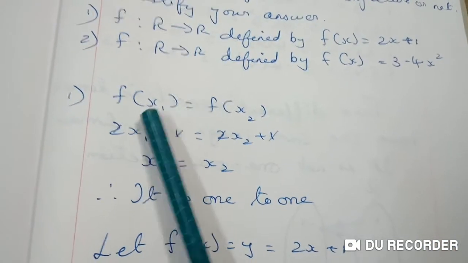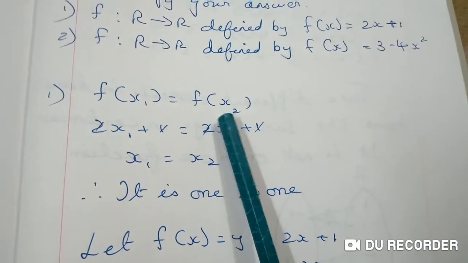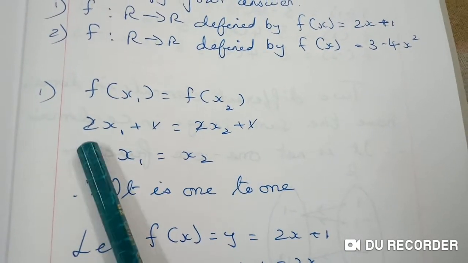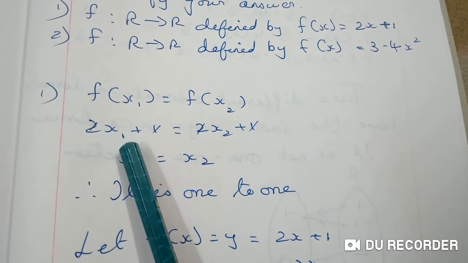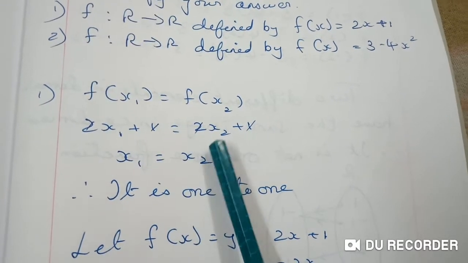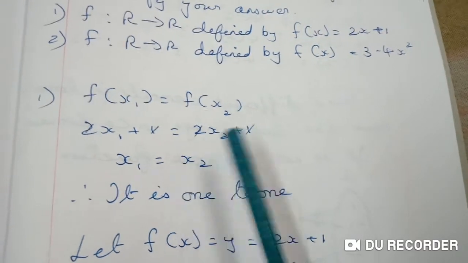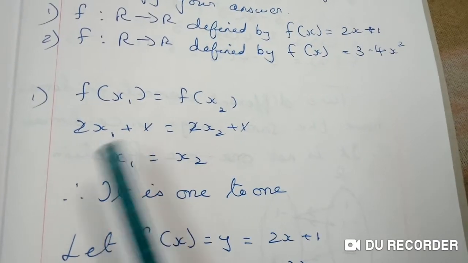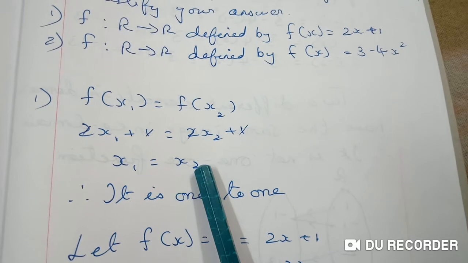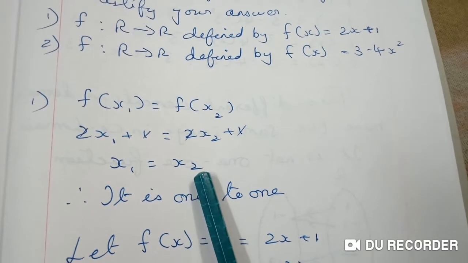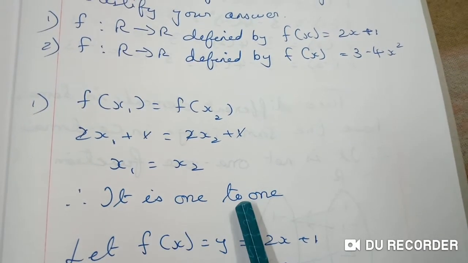So we will write f of x1 is equal to f of x2. And we know that f of x is equal to 2x plus 1. So what we will do is we will write 2x1 plus 1 is equal to 2x2 plus 1. And we will cancel out this one and this one and this 2 and this 2. So therefore it will become x1 is equal to x2. If it comes like this means then it is a 1 to 1 function.